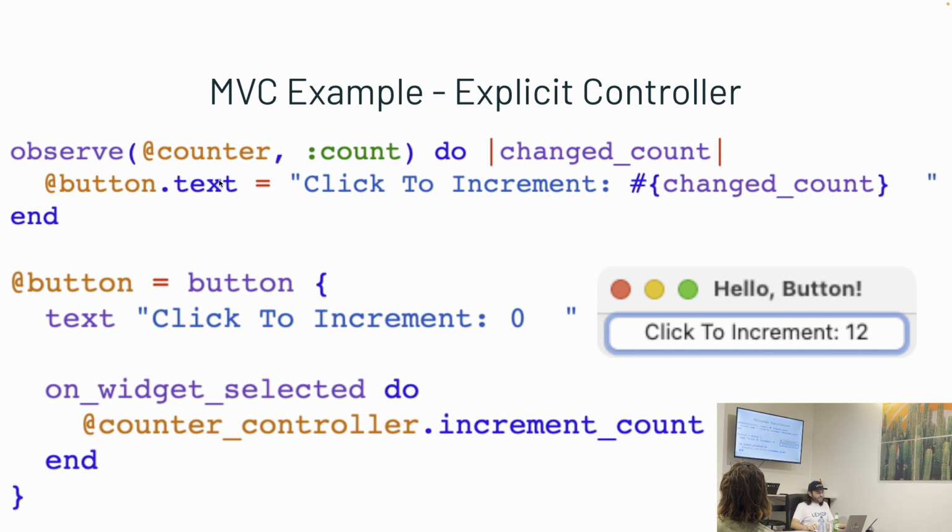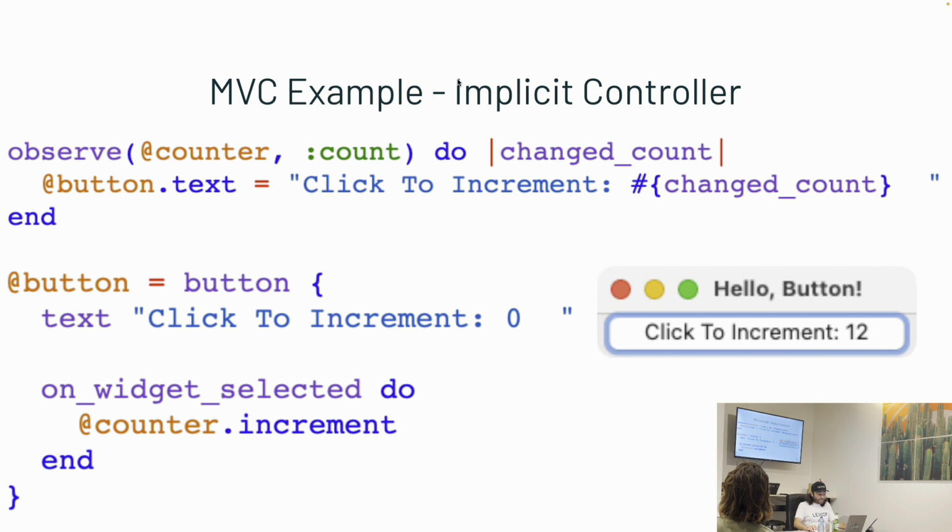So this is the MVC, pure MVC. The view is updating itself as soon as the model changes. So that's the first observation I mentioned. And then the second observation is the controller observing the view. So we have an onWidget selected listener. As soon as it fires, there's a controller here that will increment count. So this is how to do it using the MVC way.